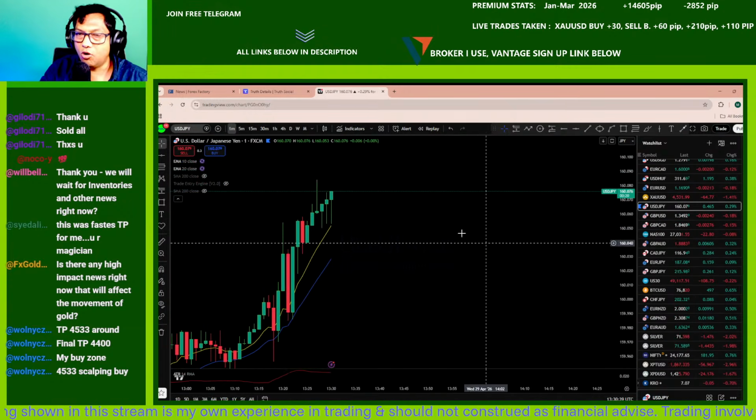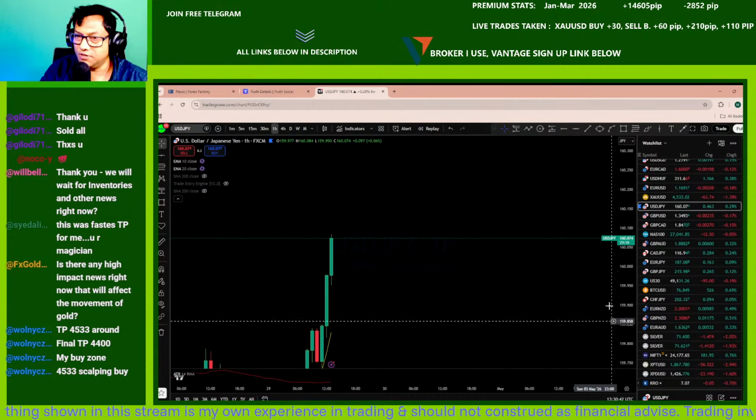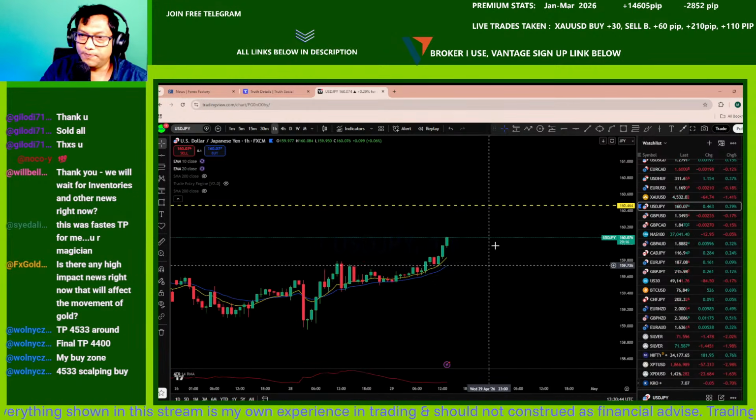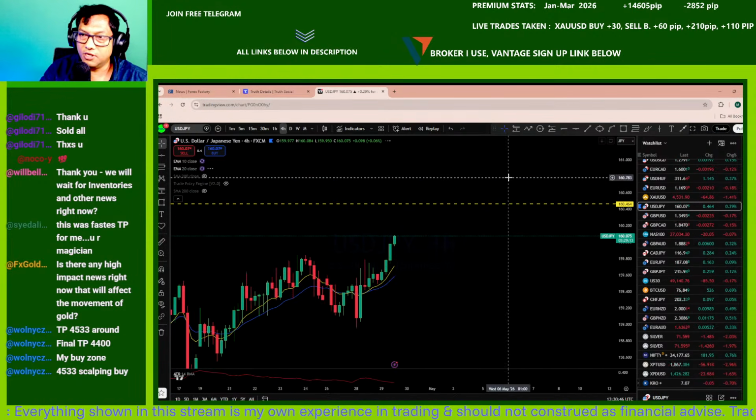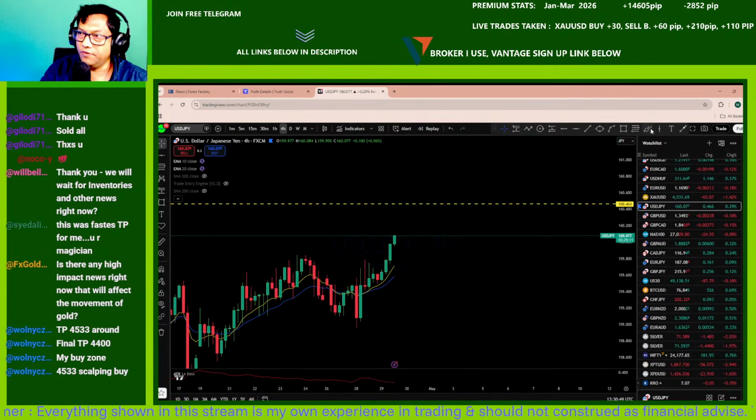So we can see that on USD JPY, just looking at the currency pairs in the meantime, USD JPY is in an uptrend that you can see after this inverted head and shoulders.